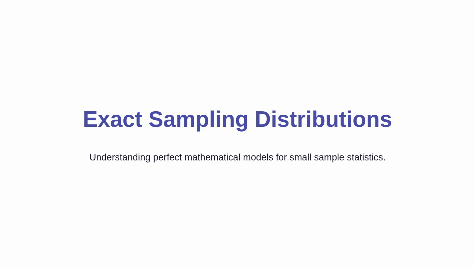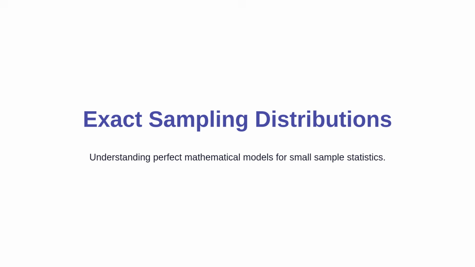Welcome to our lecture on exact sampling distributions. Imagine you are sorting apples at a farm. If you know exactly how the apples grow, you can predict the weight of any small basket with absolute certainty. But with random apples, you would need a massive truckload to guess the average.